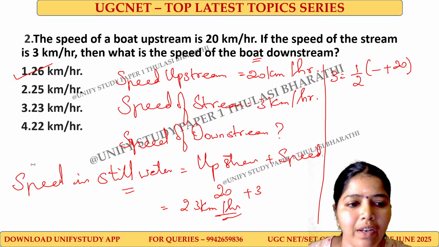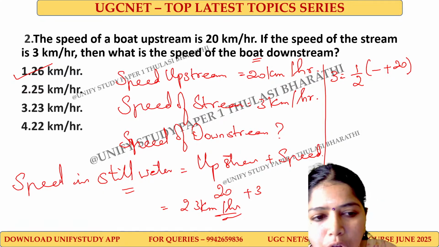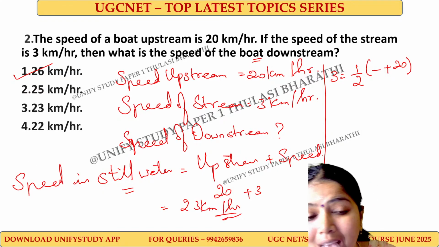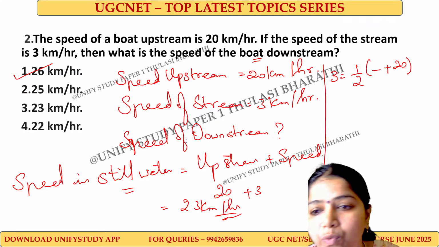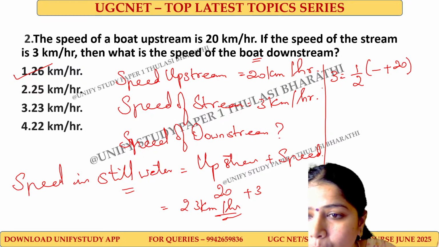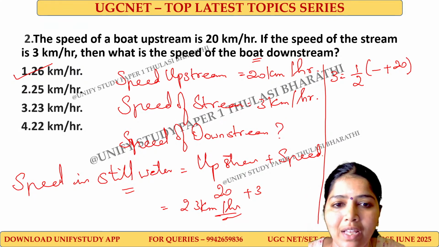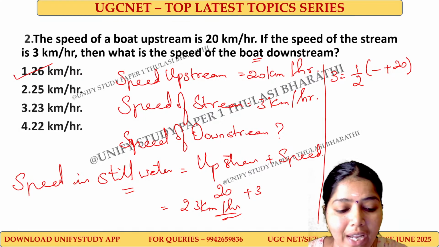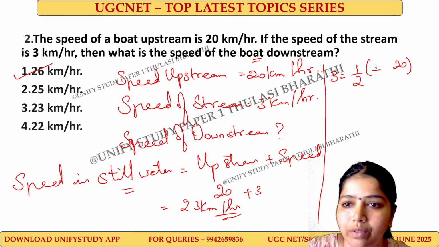Here they have given the speed of the boat upstream. That is V they have given. You have to calculate U. And the other one is the speed of the stream they have given. Simple, the last formula we did, right? That you can use. That's all. I'll do it for you.